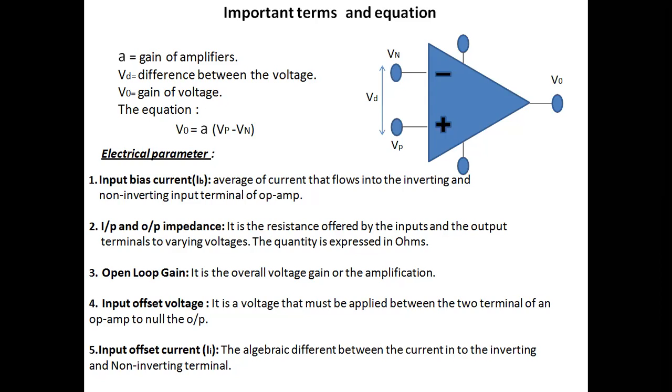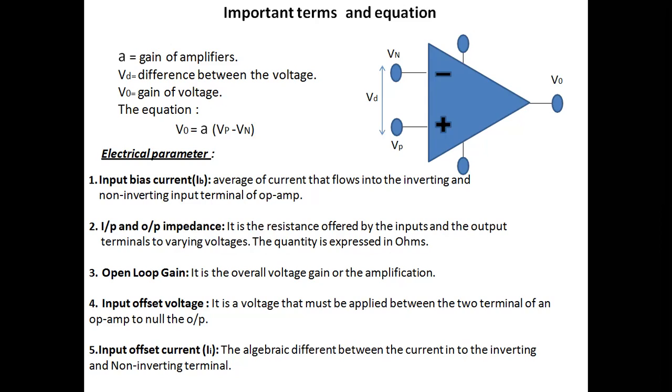So we can say it is the resistance offered by the input and the output terminal to vary the voltage, and we can calculate input and output impedance by using the unit ohms, because we are calling the impedance a resistance.